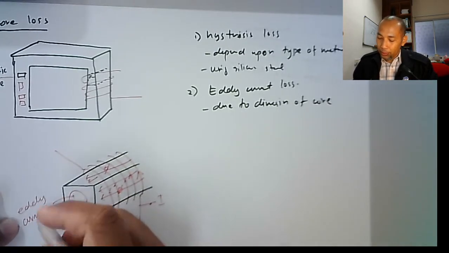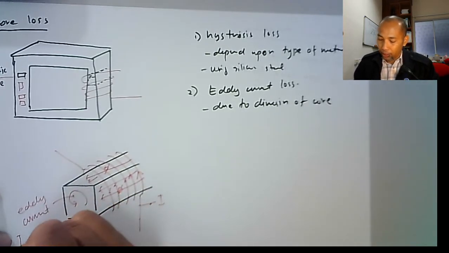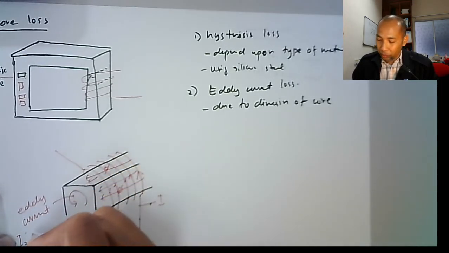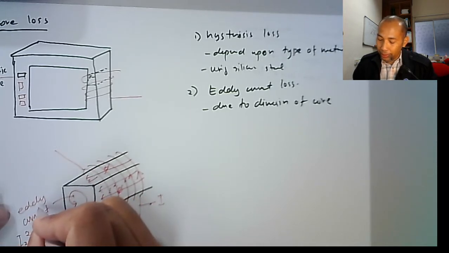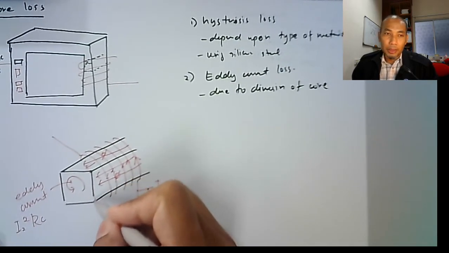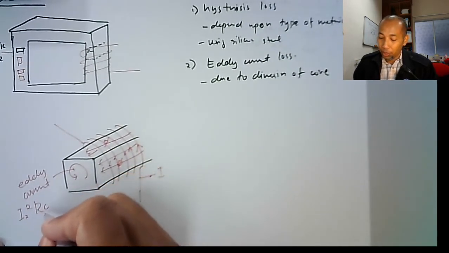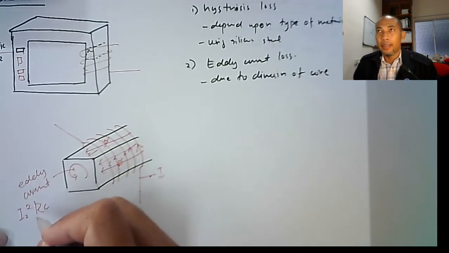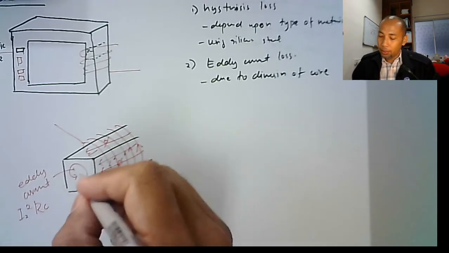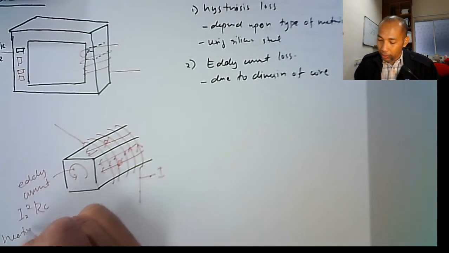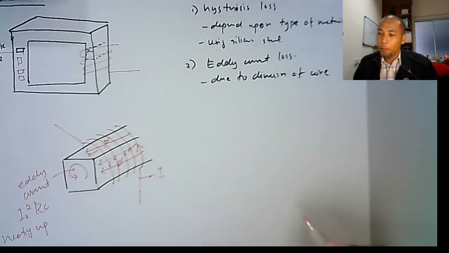This eddy current, let's say I2. The iron core has its own resistance RC. So this eddy current squared times RC, the core resistance, will produce losses here. This we call eddy current loss. With this type of loss, the core of our transformer will heat up due to eddy current.